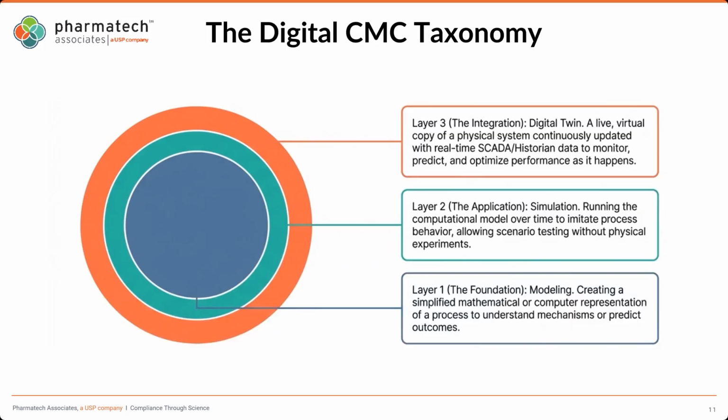So we call this our digital taxonomy. If you think of building a digital strategy and digital CMC, it is like peeling an onion. In the innermost layer, we've got the modeling. This is the foundational component. You're creating a mathematical or computer model of your process, a representation of the process, and trying to understand and describe the mechanisms so that you can predict the outcomes. This is where we're beginning to first build the linkages between our CPPs and our ultimate CQAs.